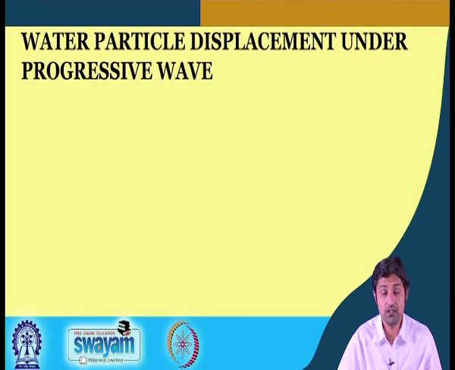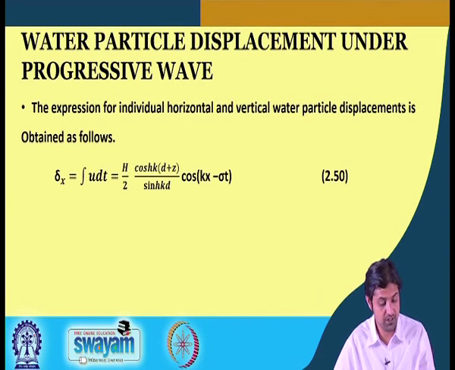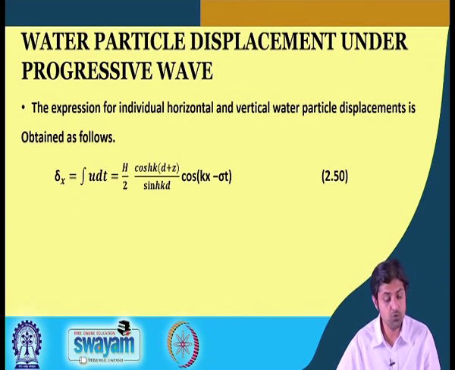So, we have studied the velocity potential, we have found out the velocities under the progressive wave, we have found out the acceleration. Now, importantly, we have to find out water particle displacement. Water particle displacement is nothing but integral u times dt and w times dt in x and z direction respectively. So, the expression of individual horizontal and vertical particle displacement is integral u dt. U we already know in terms of h before.